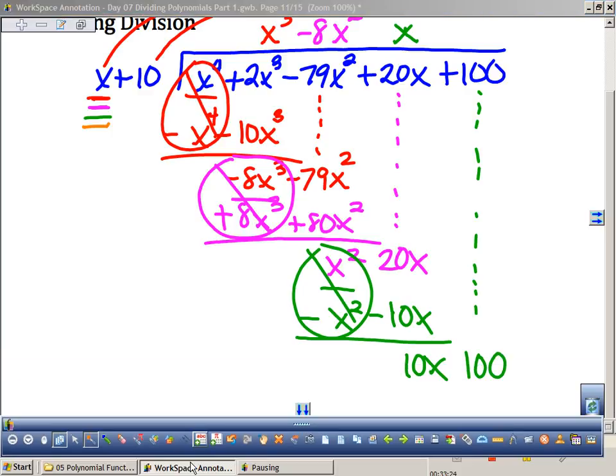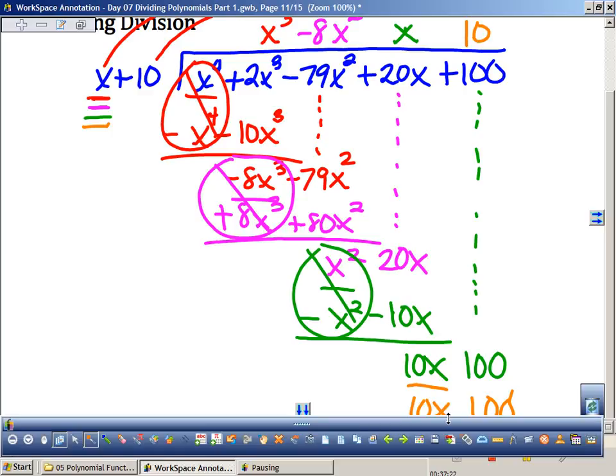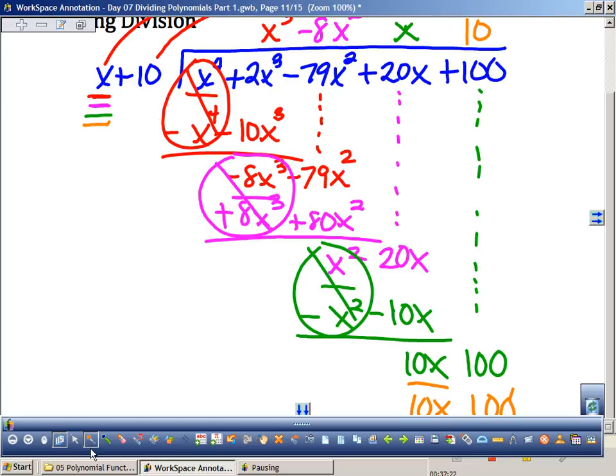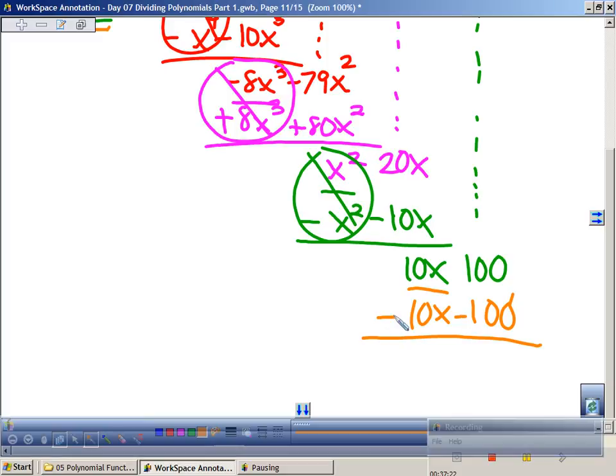Change my color. Don't pack up or I'll make you unpack. x goes into 10x. How many times? 10. 10 times 10 is 100. 10 times x is 10x. Draw the line and change the sign. This is 0. This cancels out. We're done. How do we check?